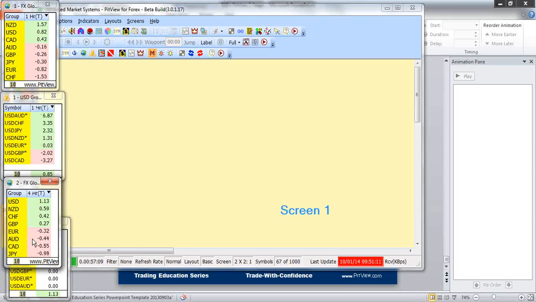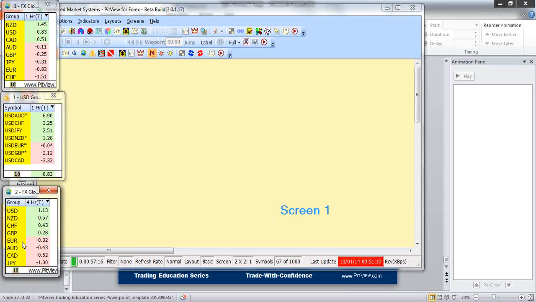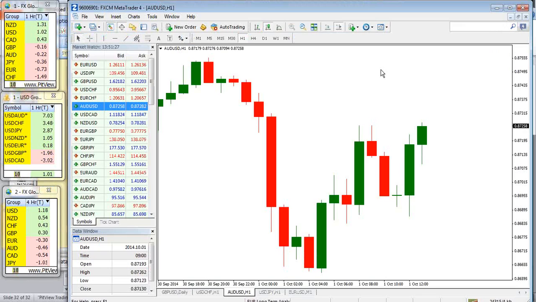Aussie's still well offered over the last 4 hours. I'm just pulling this up for giggles, but that's really what I would look at. I already know that the dollar's well bid against Aussie. Let me go back to the chart. This might be getting a little too complex for you, but one thing you see is that dollar's well bid against the Aussie, what's happening to Aussie?